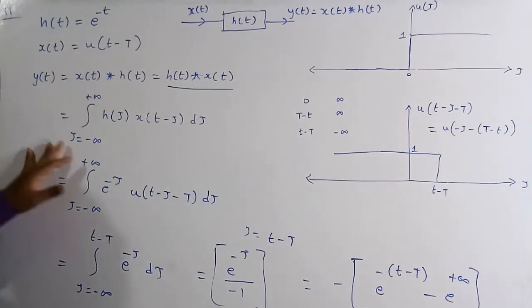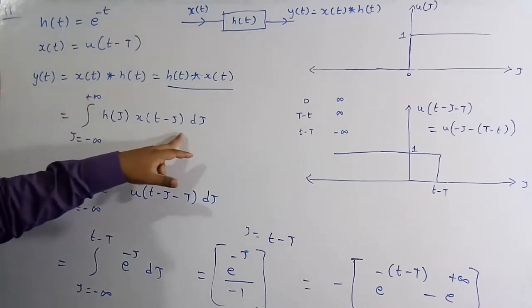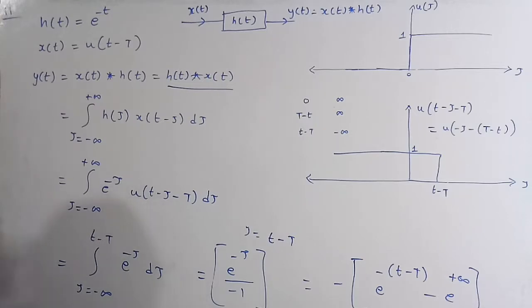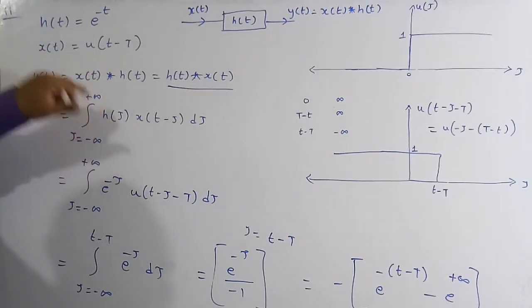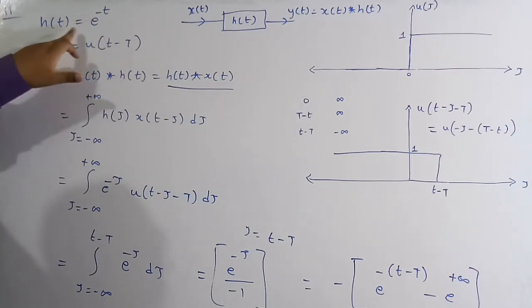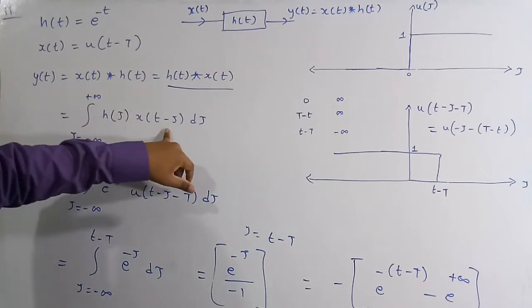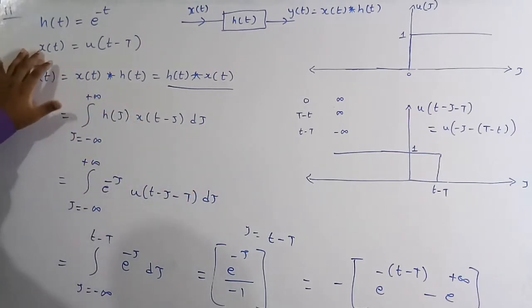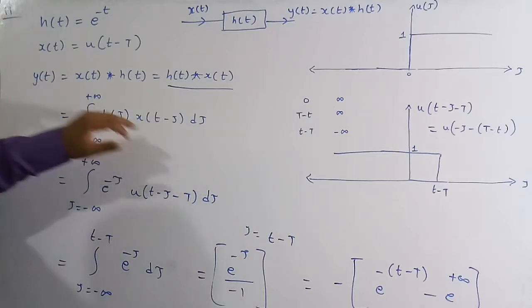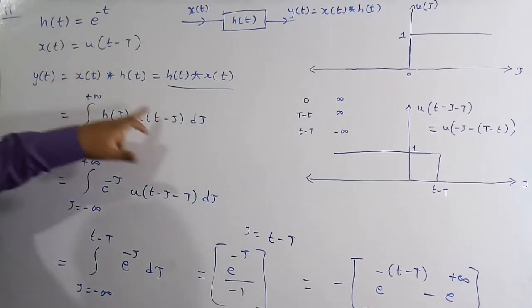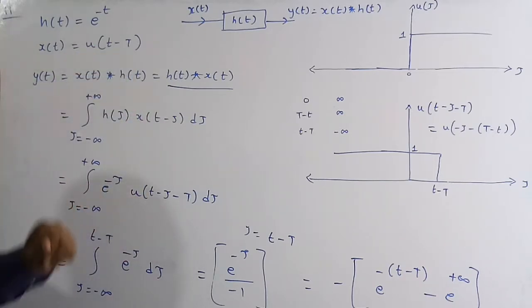The formula is the integral from tau equal to minus infinity to plus infinity of h of tau times x of t minus tau, d tau. Here h of t is e to the power of minus t, but we need h of tau, so in place of t, replace t by tau. Therefore h of tau is e to the power of minus tau. Similarly, x of t is u of t minus T, but we need x of t minus tau, so in place of t, replace t by t minus tau. Therefore we get u of t minus tau minus capital T.